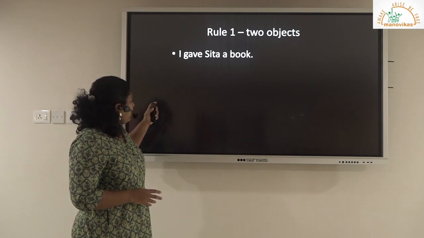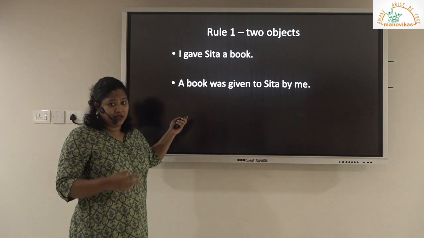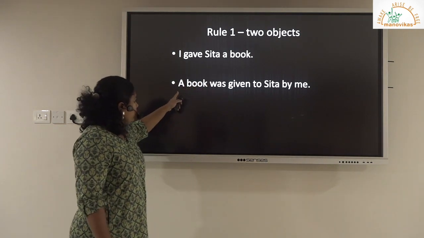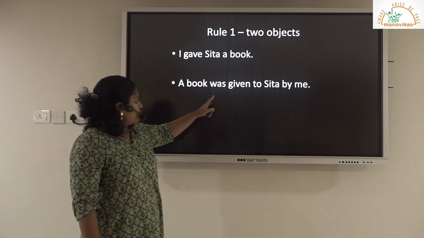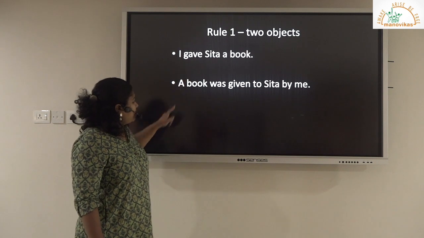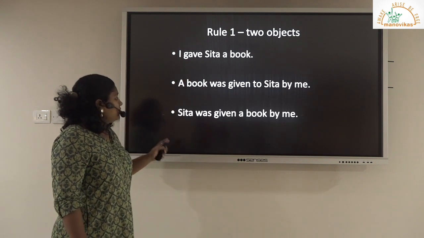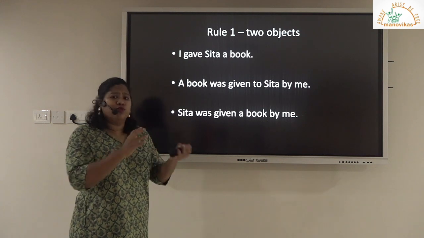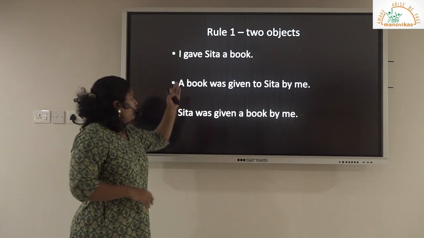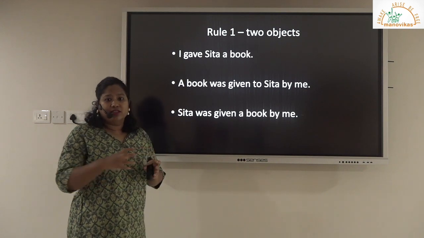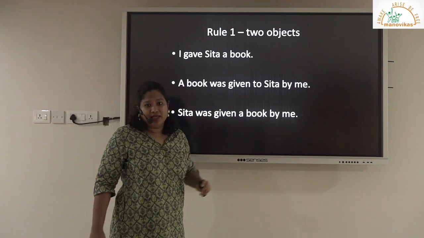How do I transform this? There are two ways that I can do. Because there are two objects, I can either bring a book forward: a book was given to Sita by me, or I can bring Sita ahead: Sita was given a book by me. So any of those objects can come in front. You change your tense, and you then continue the rest of the sentence with by, that is there, preceding the subject.